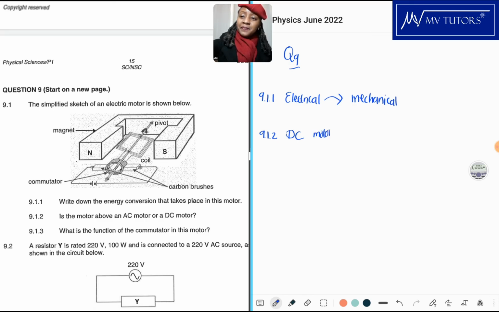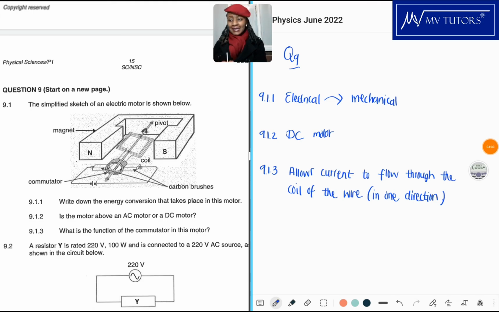9.1.3. What is the function of the commutator in this motor? What does it do? So this commutator, you have your carbon brushes there on the side. I'm just going to write it down quickly and then we'll discuss briefly.